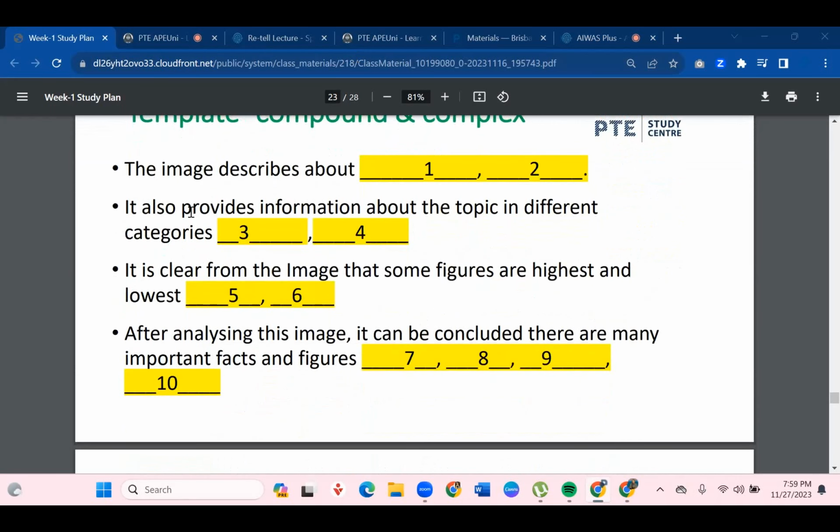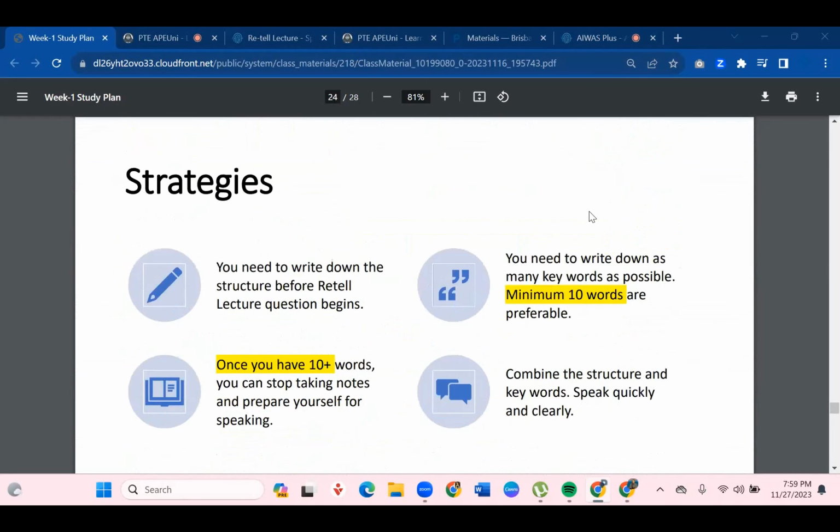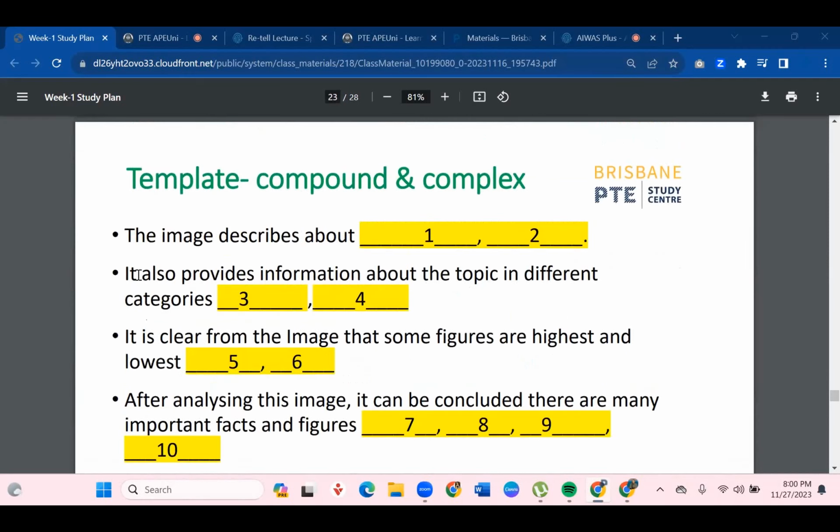Look at this, it's so simple. The image describes, it also provides information about the topic. Write in short forms if needed. The main thing is you need to understand which line comes after which line, so that you can record a non-stop speech. And it's also okay if you mix up the sentences. If you say the third line before the second, or the fourth line before the third, again, never a problem.